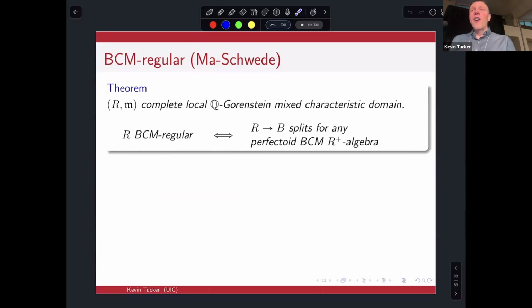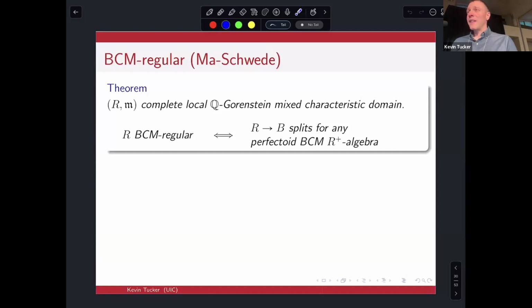Of course, you can ask, why are they called BCM-regular singularities? BCM didn't show up anywhere. Ma and Schwede were the first ones to introduce them, and let me just relate it back to their initial definition. What they were looking at was: take a complete local Q-Gorenstein mixed characteristic domain. Essentially, what the modern language would say is that you're BCM-regular in the sense I described earlier if and only if you get a splitting from any perfectoid BCM R+ algebra.